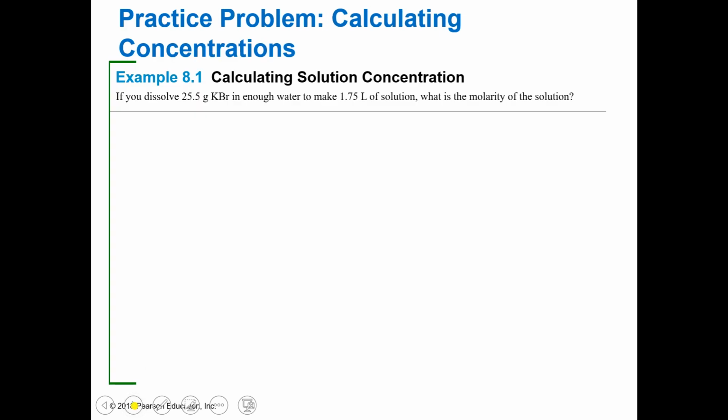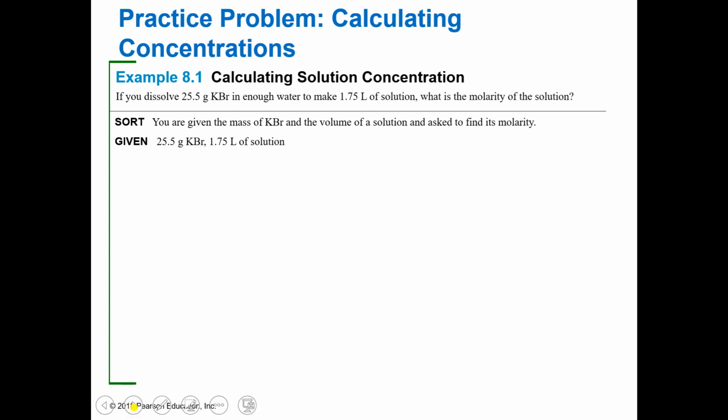So in this particular example, it's asking you to dissolve 25.5 grams of potassium bromide in enough water to make a 1.75 liter solution. What is the molarity? Well, what we know is that you are given the mass of the potassium bromide and the volume of a solution. Remember, molarity is moles per volume. So we do not have moles. Moles was not given here, but we were given the grams and we know the volume. So that's what we were given, and we have to find molarity.